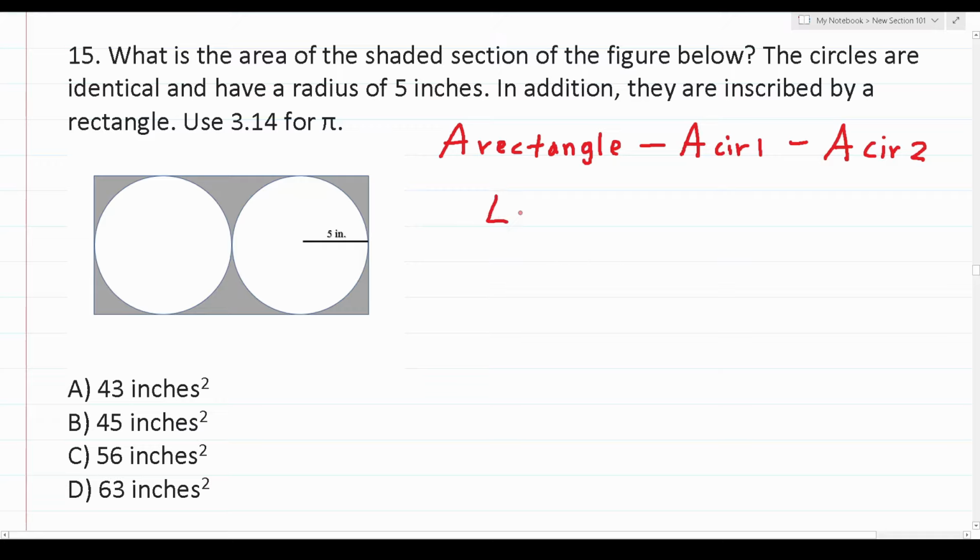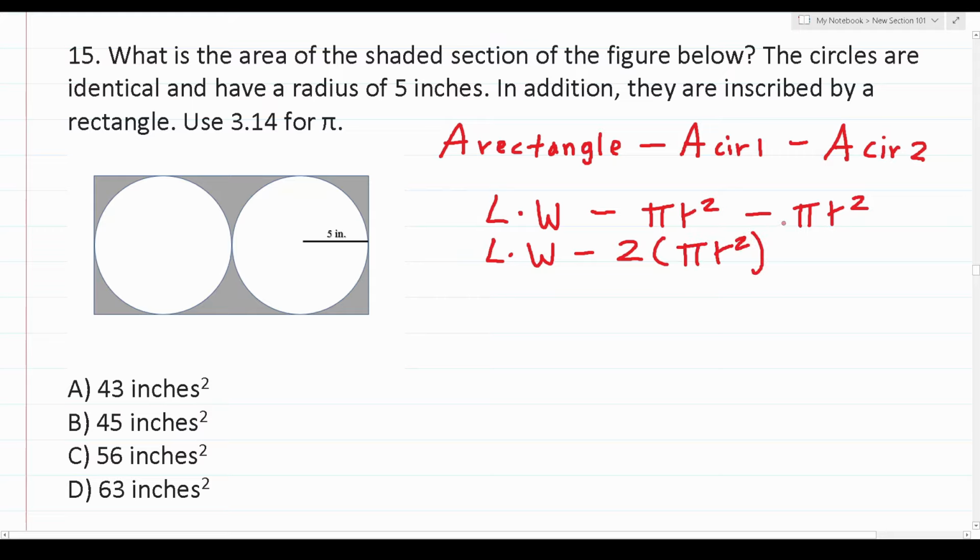All right, so how do you find the area of a rectangle? That's always length times width. And how do you find the area of a circle? Well, the area of a circle is pi r squared, and we have two identical circles here. All right, so we can actually combine these two pi r squareds to make our formula a little bit more efficient. So this will be length times width minus 2 times pi r squared, since we had two of them here. All right, so now we have to identify things.